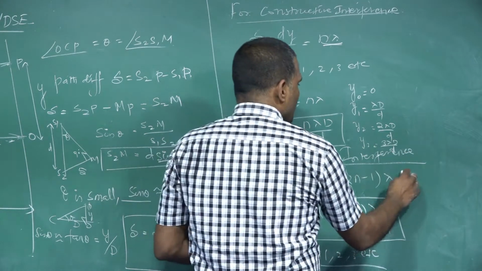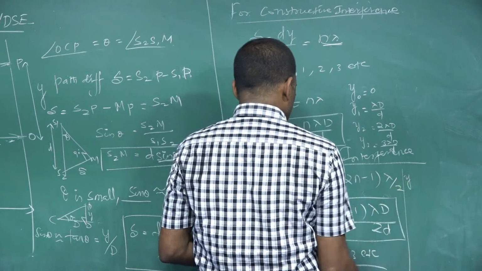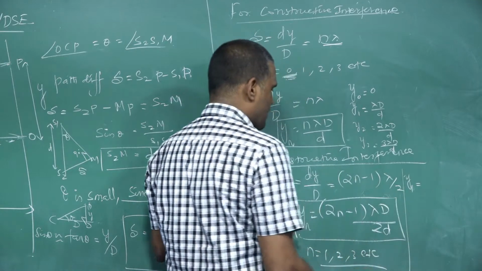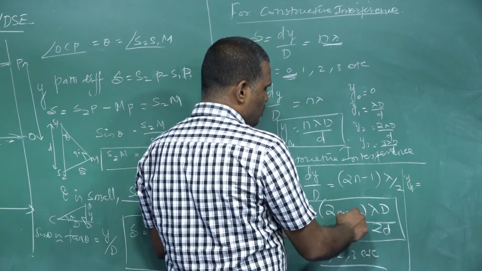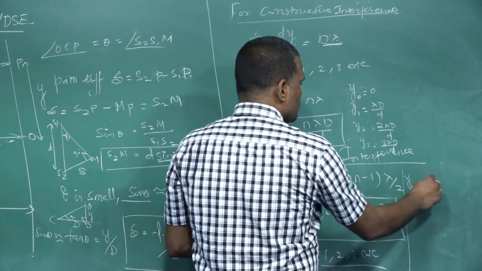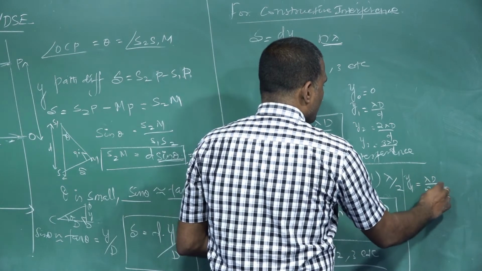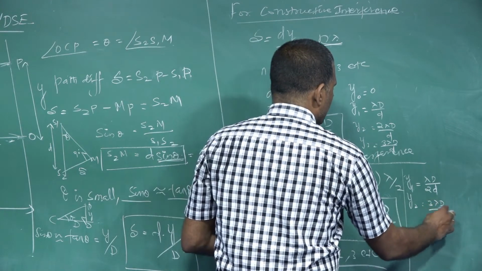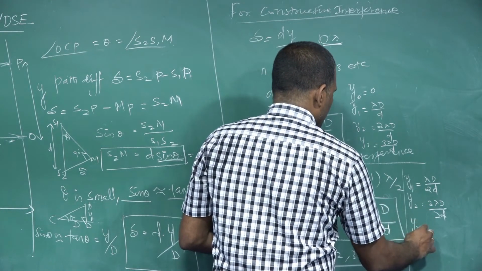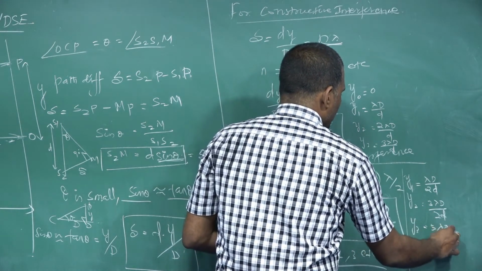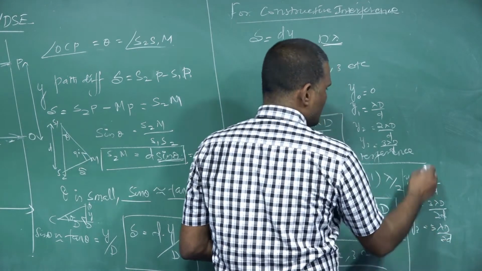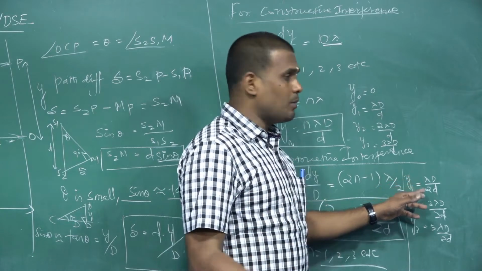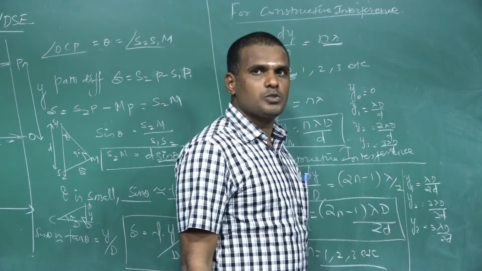In the same way, if you write the distance of dark fringes, y of 0 is not possible here. y of 1: 2 into 1, 2, minus 1, 1, so lambda capital D divided by 2d. y of 2 is equal to 3 lambda capital D divided by 2d. y of 3 is equal to 5 lambda capital D divided by 2d. Just look at the case here. It is coming as half integral multiples of lambda capital D divided by small d.